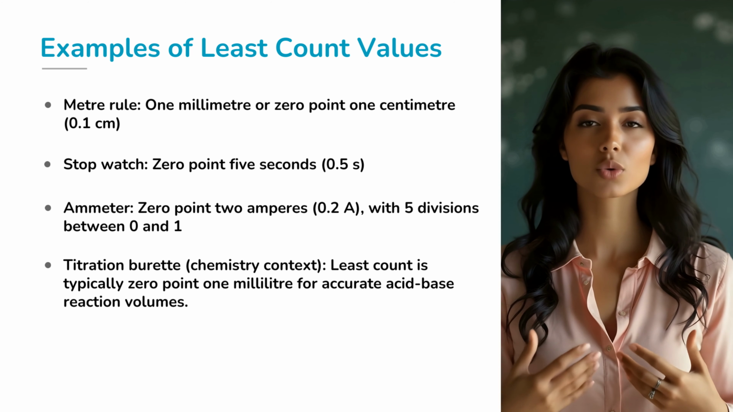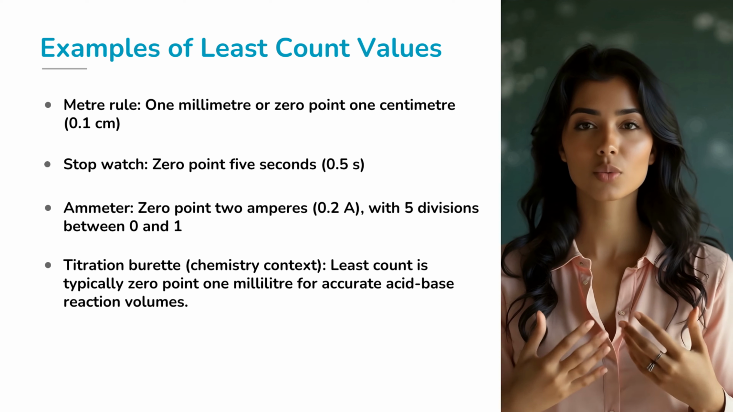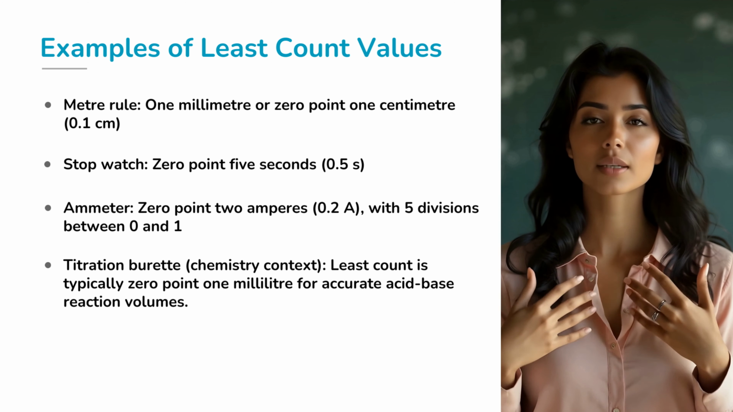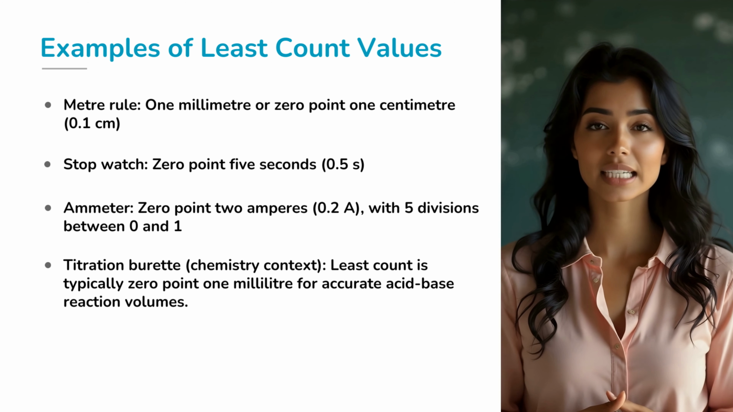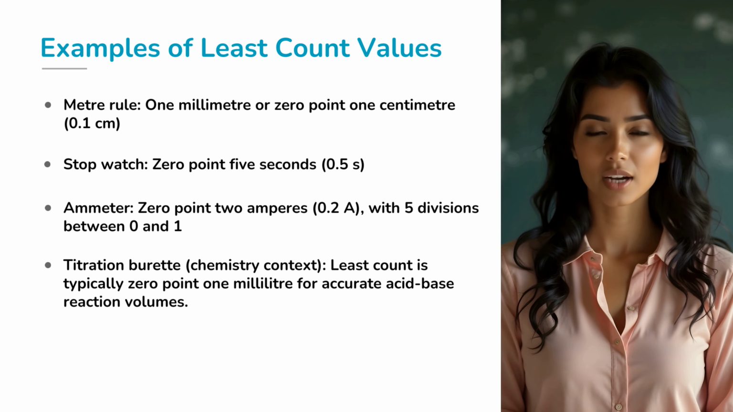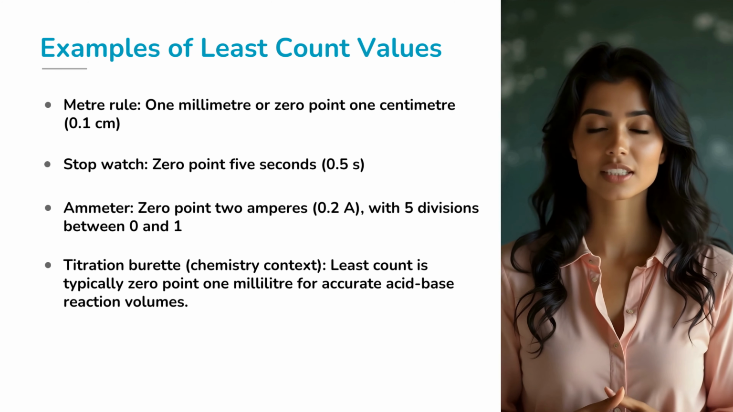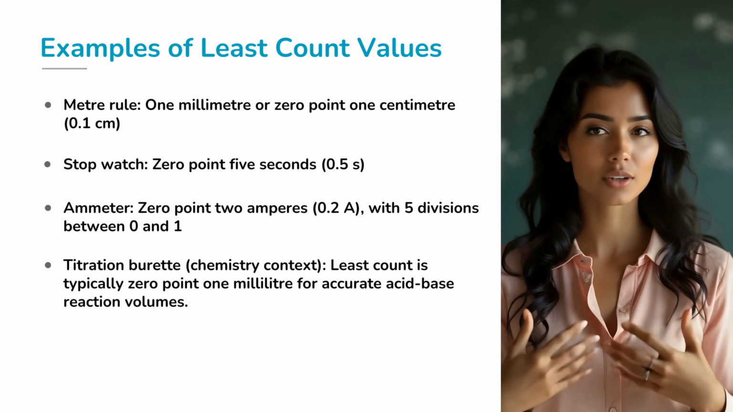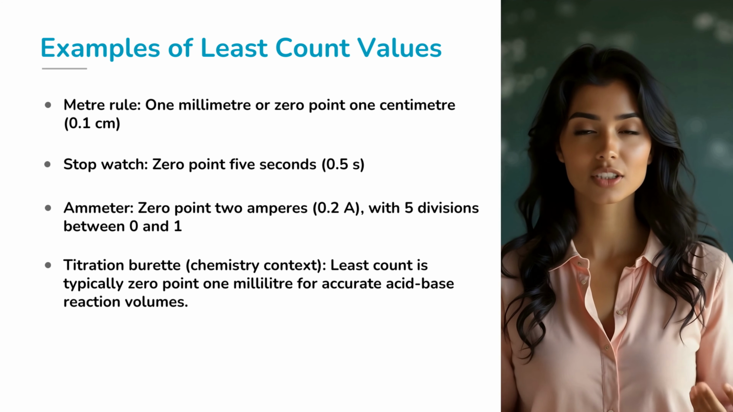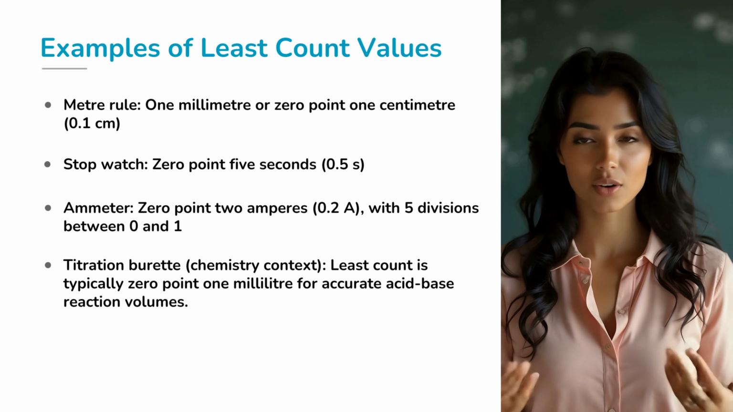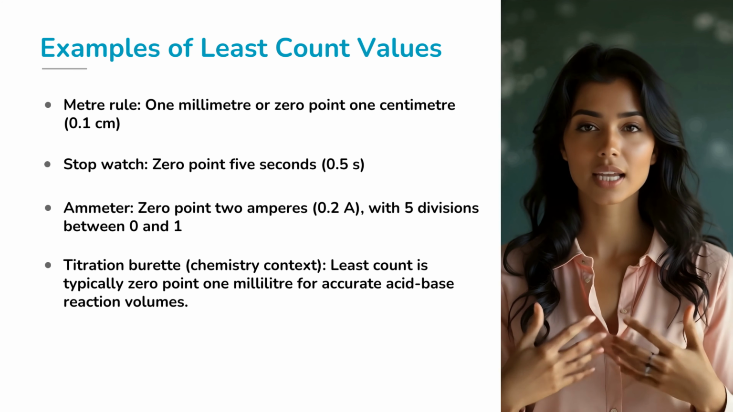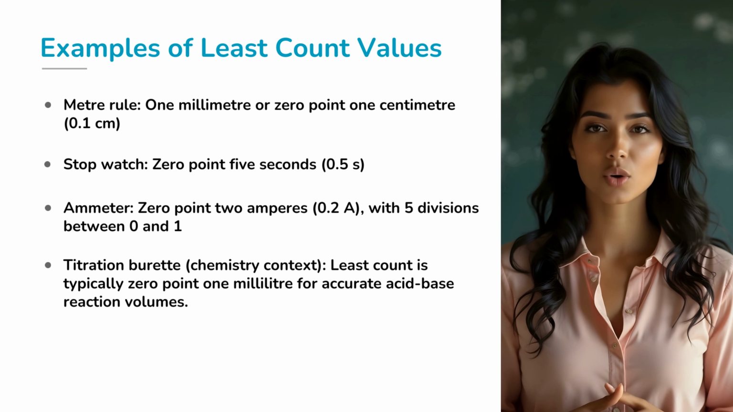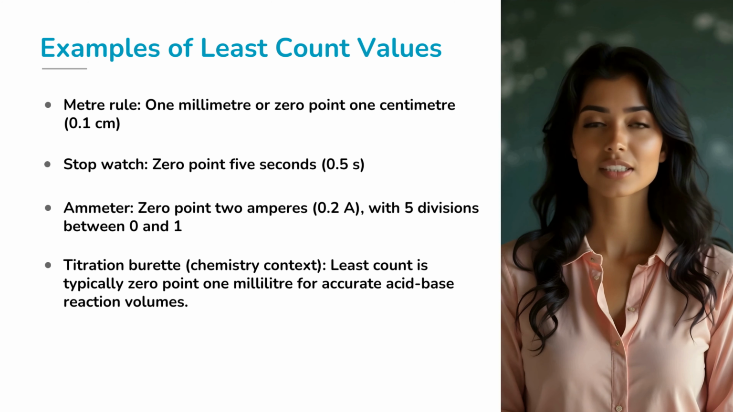A standard meter rule has a least count of 0.1 centimeter or 1 millimeter. A typical laboratory stopwatch, 0.5 seconds is the least time it can detect. An analog ammeter with 5 divisions between 0 and 1 ampere gives it a least count of 0.2 amperes. And in chemistry labs, burettes used in titration often have a least count of 0.1 milliliter, allowing us to carefully track every drop of acid or base added. So, knowing the least count is like knowing your instrument's zoom level.